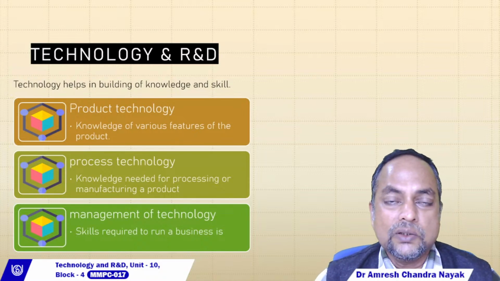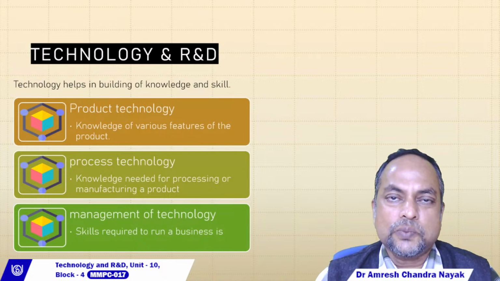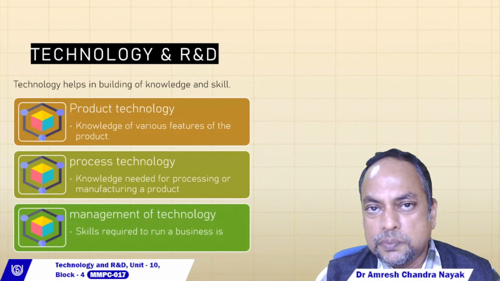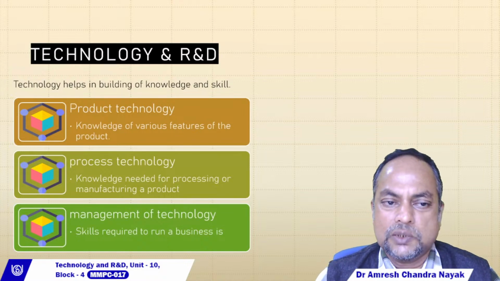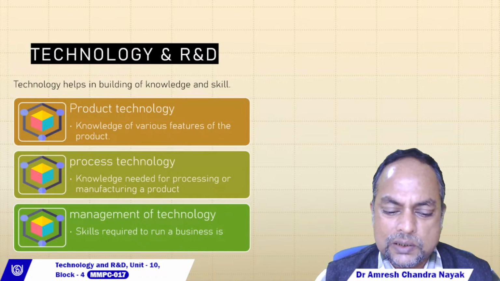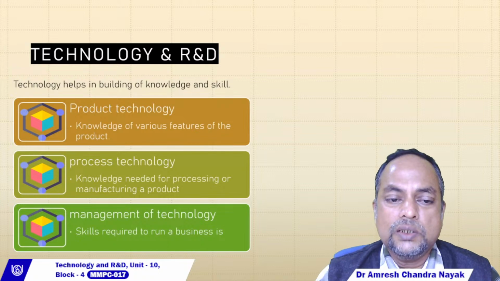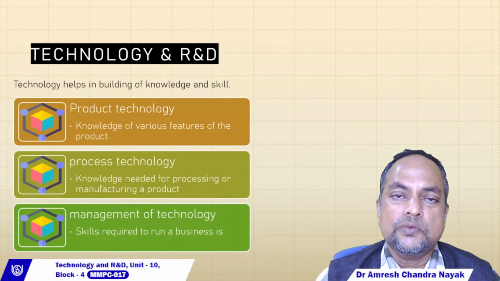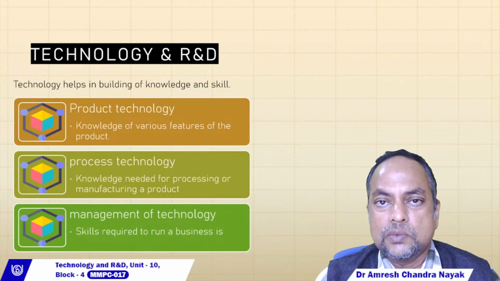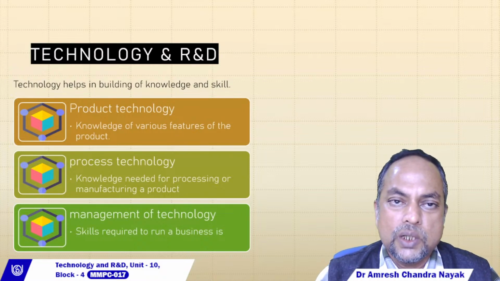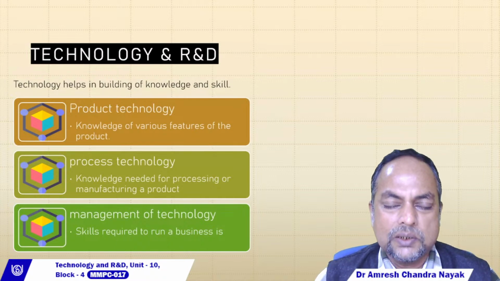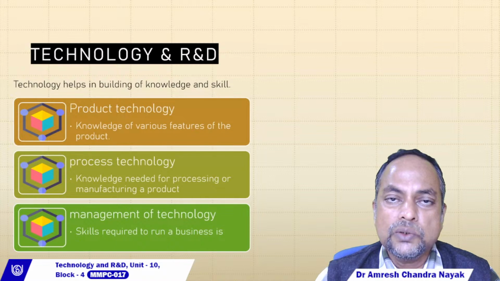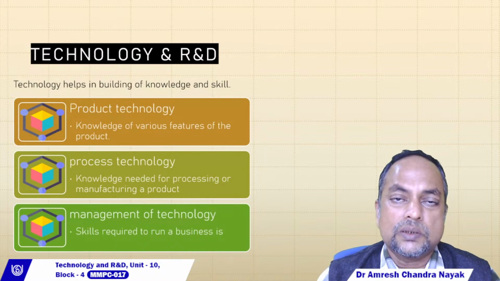Whenever we talk of technology, we come across three basic aspects. One is product technology. This is to understand the detailed aspects of the products, like their features and qualitative aspects. Then we have process technology, where we have a deeper knowledge of the various process parts, like the manufacturing processes and the technology involved in the production processes of the organization. And in management technology, we talk of all those skills required to run a business.